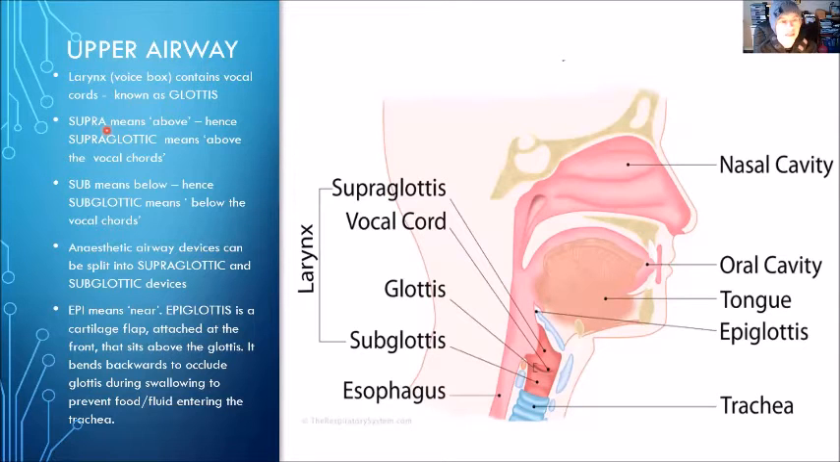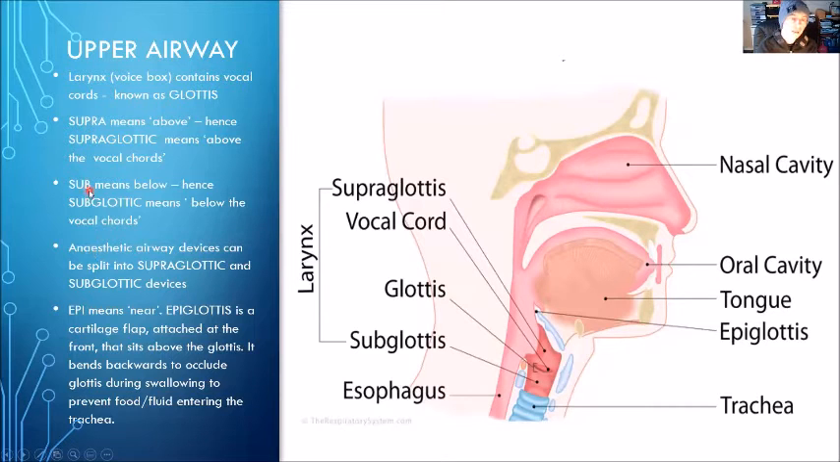Supra means above, hence the term supraglottic means above the glottis. So supraglottic means any part of the airway above the glottis. So anything that sits in the nose, anything that sits in the mouth is our supraglottic airway.